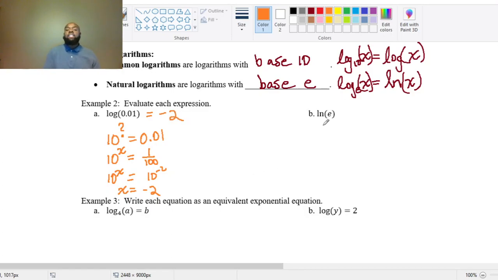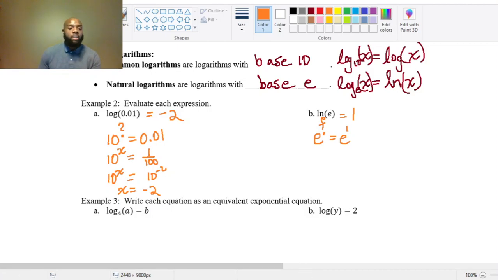And then last but not least, for example 2, we have the ln of e. This is the natural log of e. Remember, there's understood to be a base e here. So this is like asking the question, what do I raise e to in order to get e? Well, that's e to the first power. You raise e to the first power to get e. All right, and so that is looking at evaluating logarithmic expressions when we're using these special logarithms.